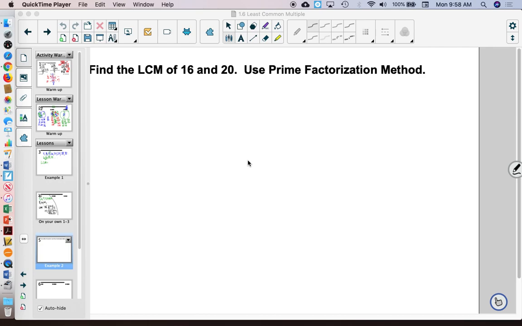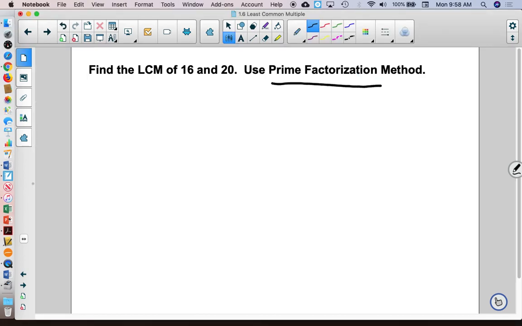Mr. Kagan, for multiples, what do I do to find the prime factorization? Count by 16s or 20s? No, I have to do this. It says I have to use that method. How do I do it, Miss Kinsey? Trees, good. Factor trees. Kinsey, will you help me with the factor tree for 16?